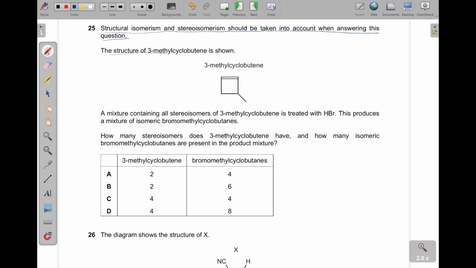The structure of 3-methylcyclobutene is shown here. And then they are saying a mixture containing all stereoisomers of 3-methylcyclobutene is treated with HBr. This produces a mixture of isomeric bromomethylcyclobutenes. How many stereoisomers does 3-methylcyclobutene have, and how many isomeric bromomethylcyclobutenes are present in the product mixture?